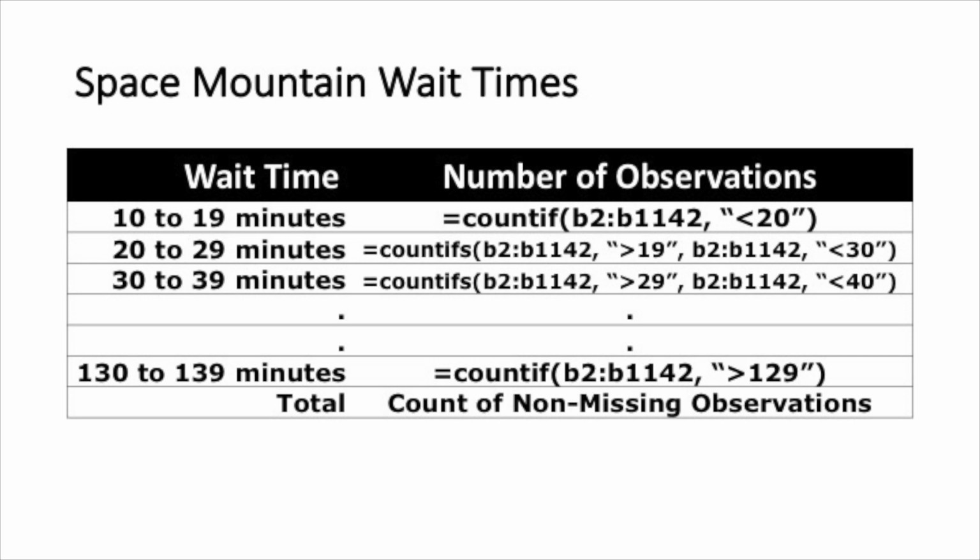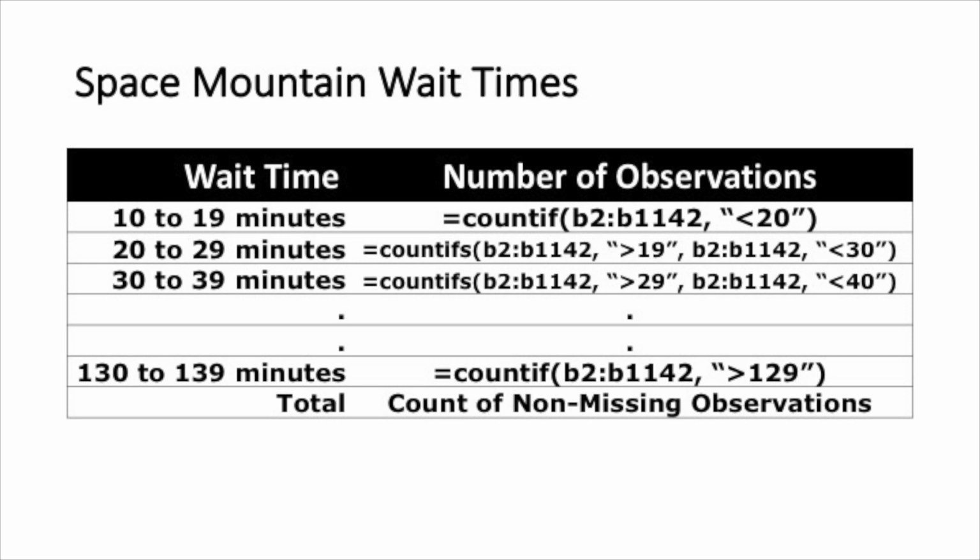So to count the number of observations with a wait time of between 10 and 19 minutes, we'll use that COUNTIF less than 20 minutes. To count the number of observations between 20 and 29, we'll use the COUNTIFS, plural. So we'll count the number of observations that are greater than 19, less than 30. If we want to count the number of observations with a wait time between 30 and 39 minutes, we'll use the COUNTIFS, again, plural, for greater than 29 and less than 40.